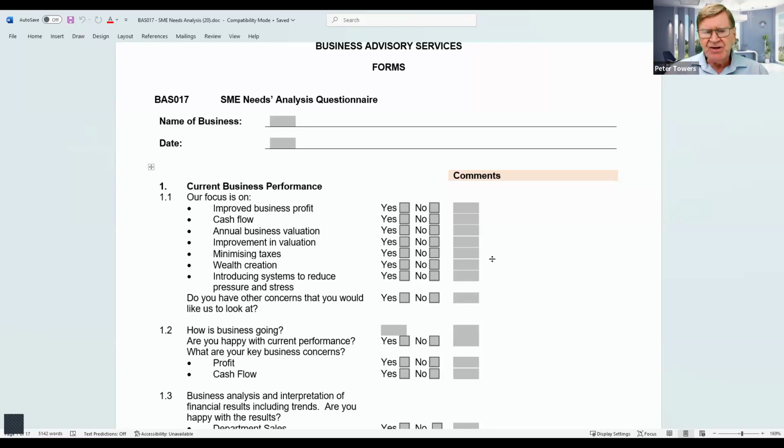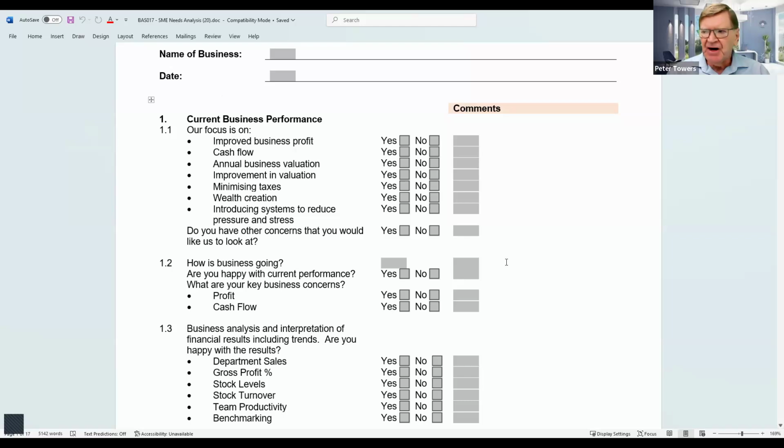What's the business valuation? How can you help your client to improve that valuation? Do they have some concerns about minimising taxation? What can you do to help them there? What's their strategy on wealth creation? What new systems need to be created? So how's the business going overall?